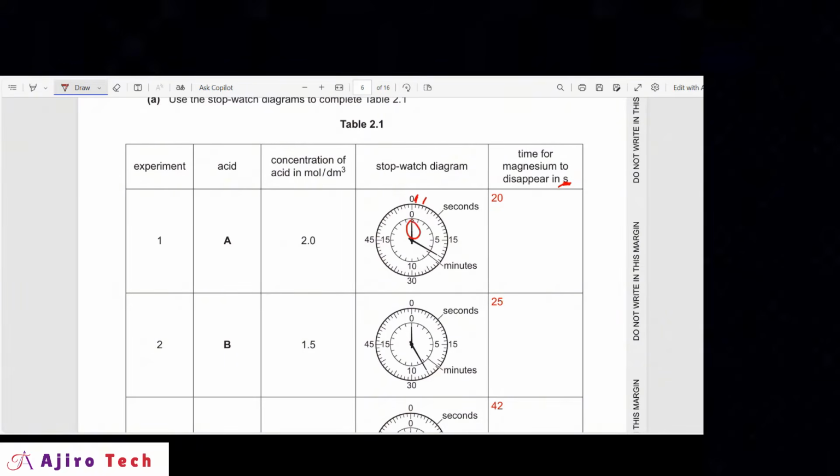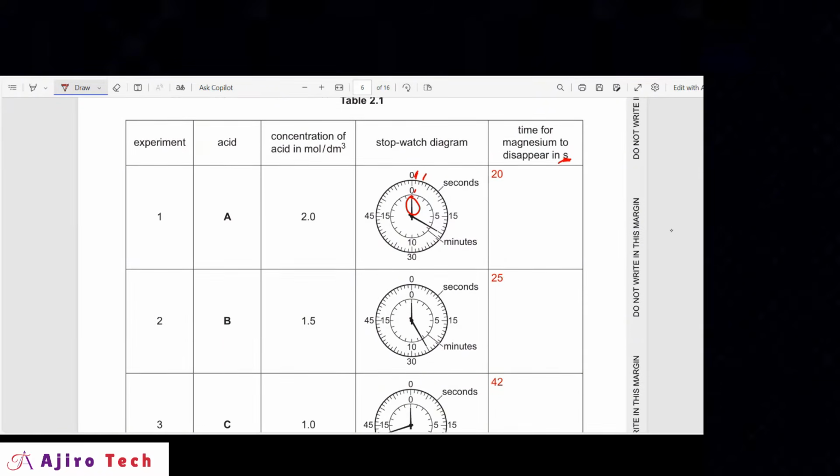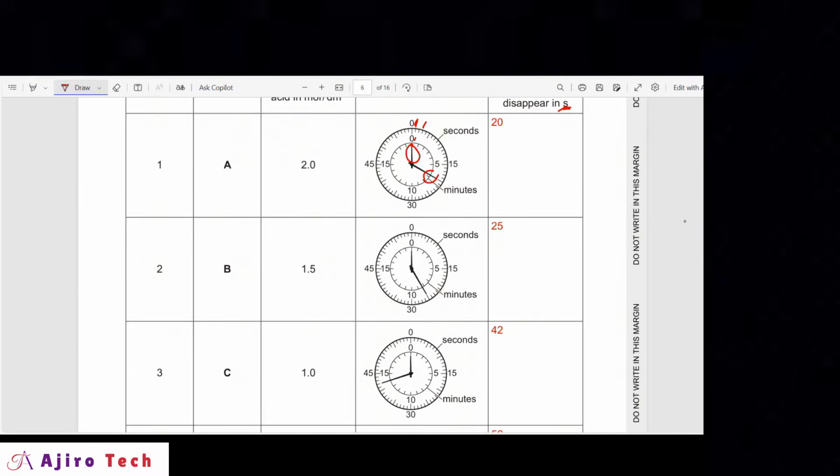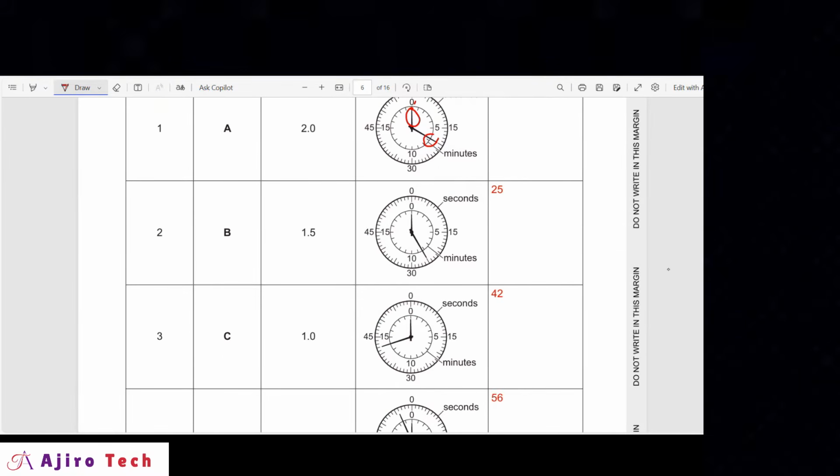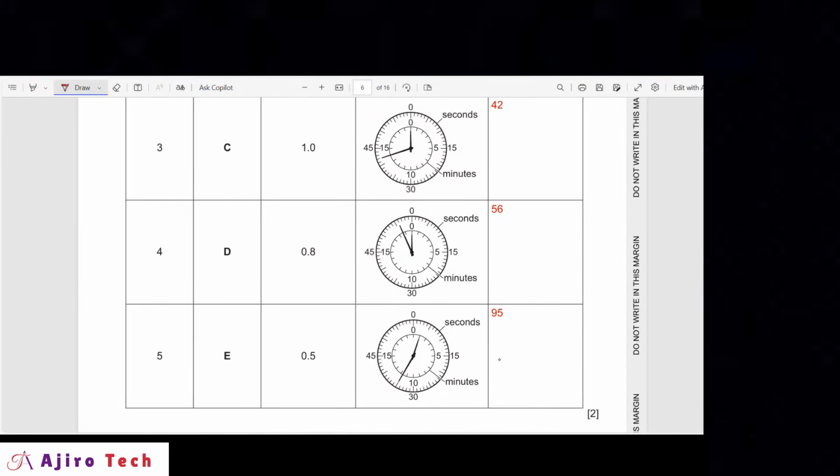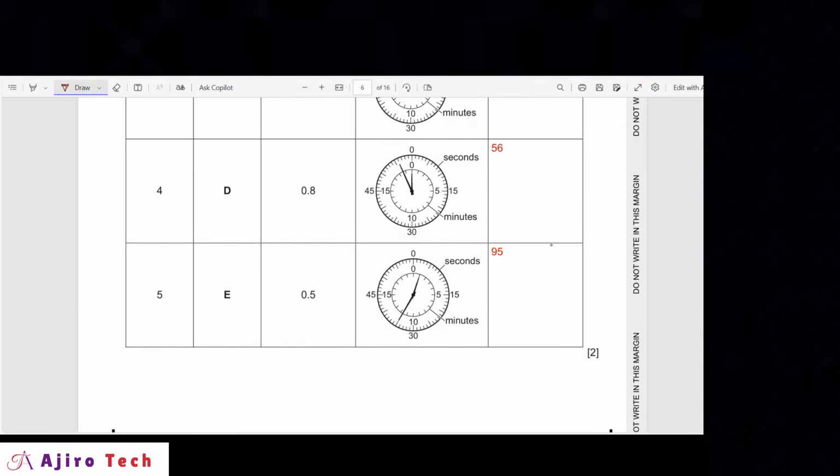Remember, this is on 0, so you're not going to factor this in your calculation because it's pointing to 0. What you focus on is this long hand. So by the time you do that accurately, you have 25 seconds in the second one, 42 seconds in the third one, 56 seconds in the fourth experiment, and 95 seconds in the fifth experiment. Basically, you can see that there is a change of the shorthand this time in terms of minutes, so you have to convert minutes to seconds, and then you obtain that.